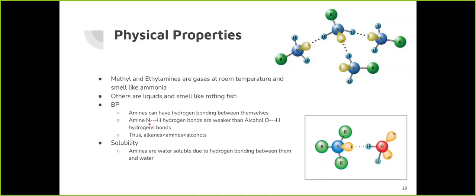The nitrogen-hydrogen bond, however, is weaker than the hydrogen bonding in an alcohol. And therefore, the lowest boiling points are going to be alkanes, because they don't have any polar substituents at all. The next highest is going to be amines, and the highest will be alcohols in terms of boiling point.